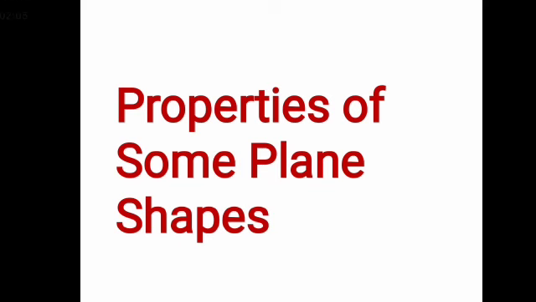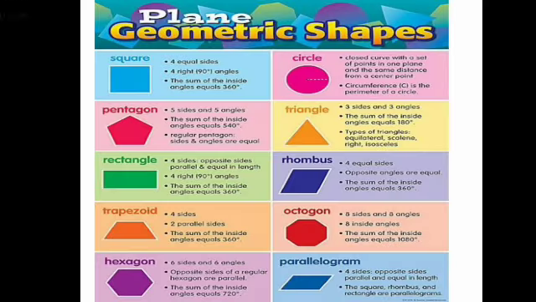Now, properties of some plane shapes. Let's look at properties of some plane shapes. Here you have a square. Some of you are familiar with the square, that all sides are equal, as you can see, 4 equal sides. Then you have 4 right 90-degree angles. So you have angle 90, 4 of it in a square.